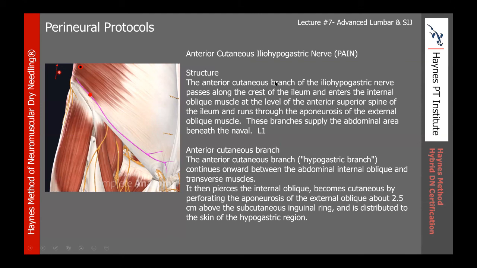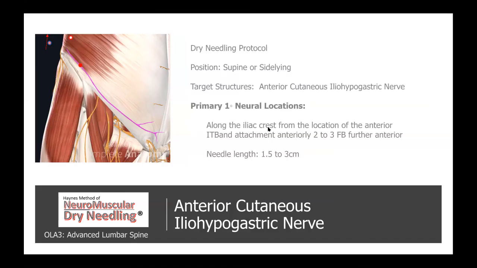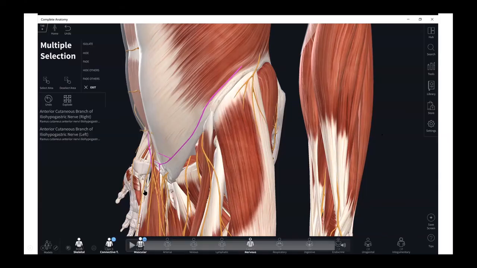And the anterior cutaneous iliohypogastric nerve. So curiously, as we get into the pelvic floor, we'll look at incontinence. And interestingly, the anterior cutaneous iliohypogastric nerve is a nerve that we can use for dry needling for an incontinence protocol. In this case, we're talking more about a sensory issue. And let's go ahead and move on to our approach.